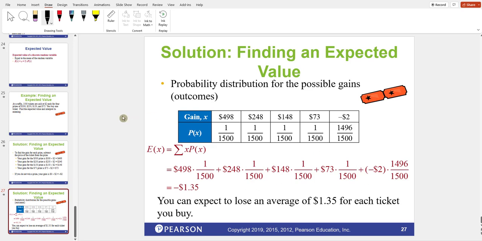Now, I don't know how to do this in StatCrunch, and the reason I say that is because your probabilities are fractions. So you can likely do it in StatCrunch, but you're going to have to divide out that fraction, that 1 over 1,500, as well as that 1,496 divided by 1,500. And you have to use the decimal part for your probabilities. And I think the decimals are long, so I wouldn't attempt to do that in StatCrunch. You can likely just do it by hand.